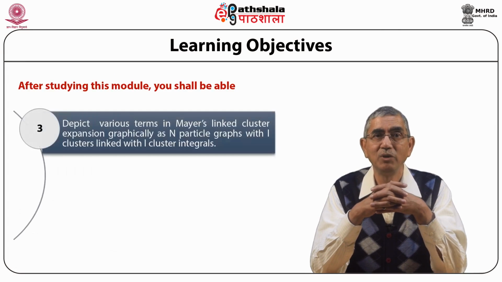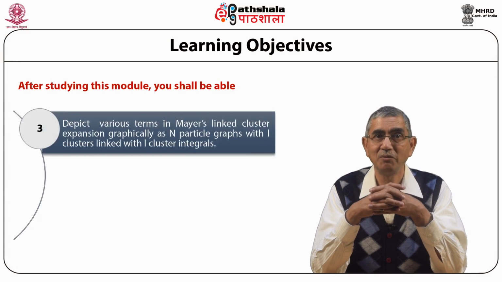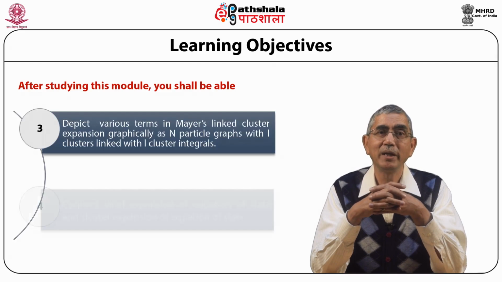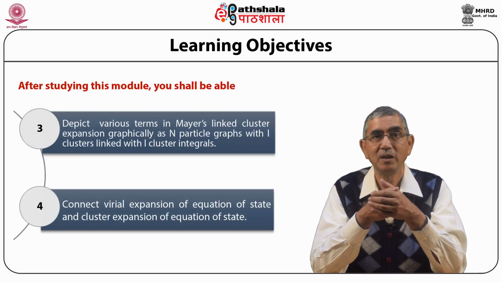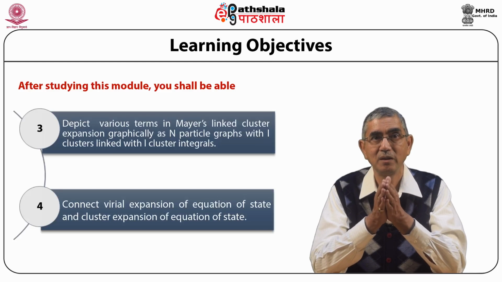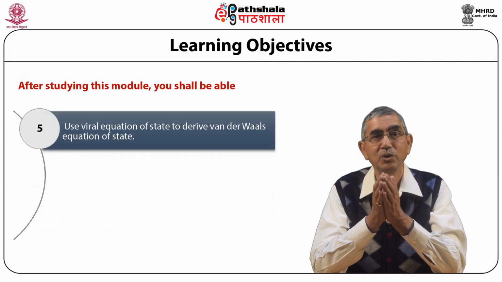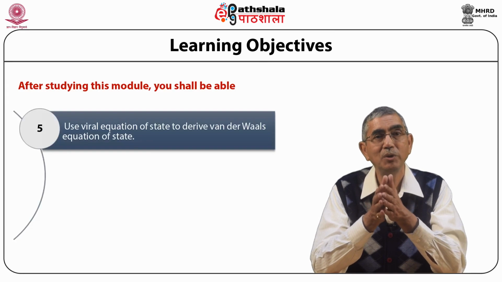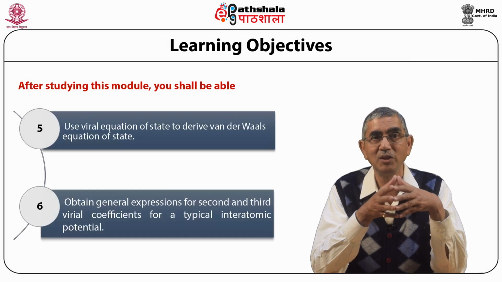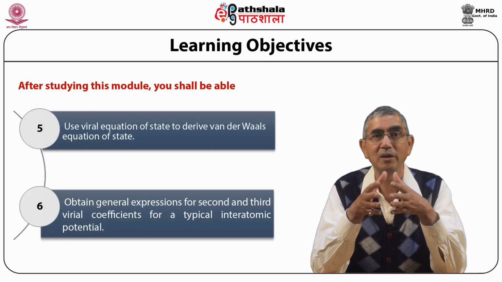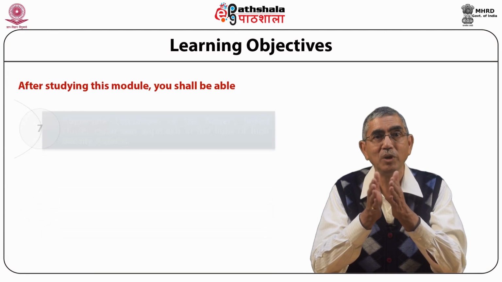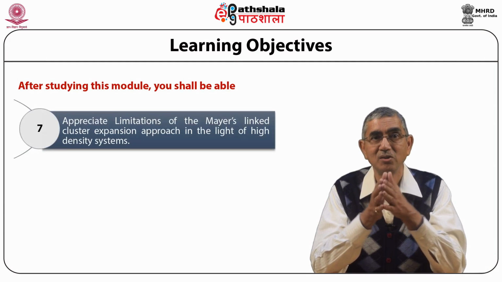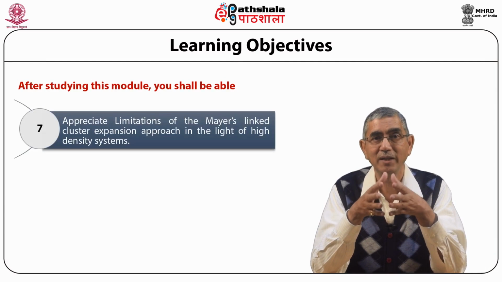You will be able to depict various terms in Meyer's linked cluster expansion graphically as n particle graphs with L clusters linked with L cluster integrals. You will be able to connect virial expansion of equation of state and cluster expansion of equation of state. You will be able to use virial equation of state to derive van der Waals equation of state. You will also be able to obtain general expressions for second and third virial coefficients for a typical interatomic potential. You will be able to appreciate the limitations of the Meyer linked cluster expansion approach in the light of high density systems.